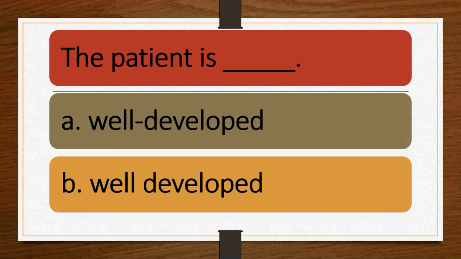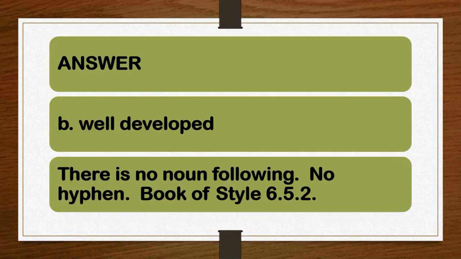Okay, how about this one? The patient is well developed. Hyphen or no hyphen? Okay. Okay. B, no hyphen. There's no noun that follows, so it does not have to be hyphenated. It no longer works as a compound modifier. And more information can be found about this at Book of Style 6.5.2.